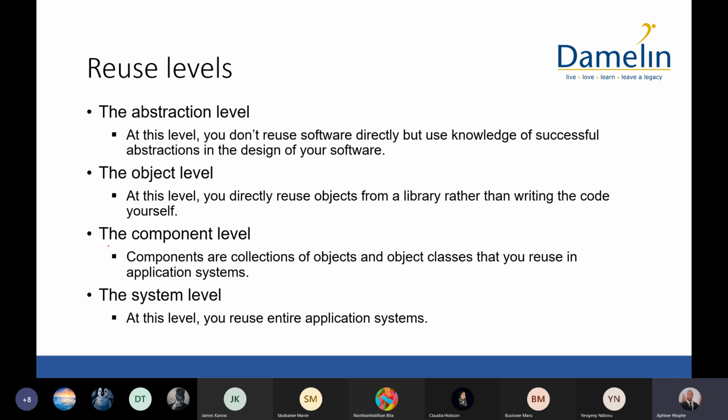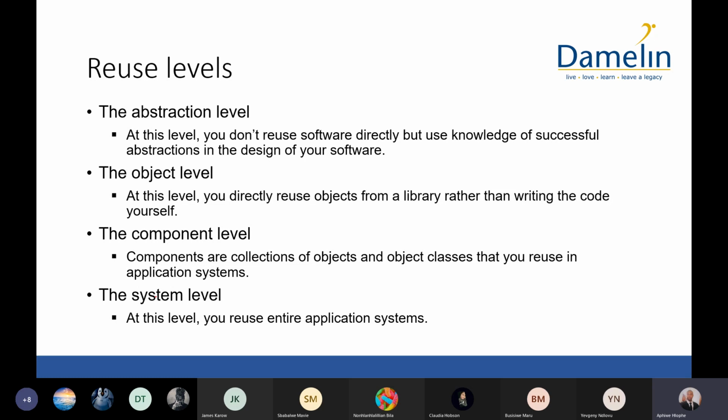And then there's reuse at the component level. Components are collections of objects, okay? So an object is the smallest unit. Then a component, based on what we know about object-oriented programming, I would say is like a form. It's like a form and it holds other objects, a collection of objects. So we can reuse forms, okay? We can reuse forms. Components are collections of objects and object classes that you reuse in application systems.